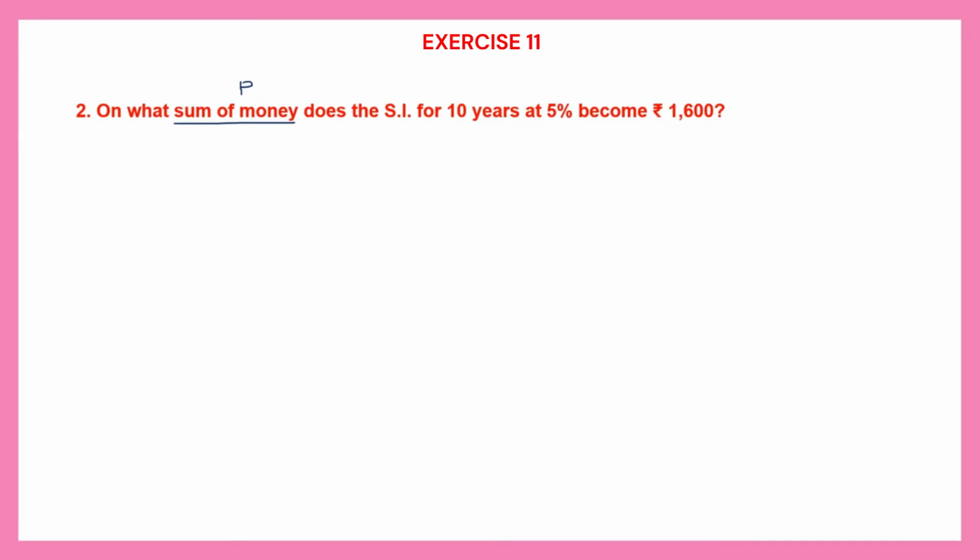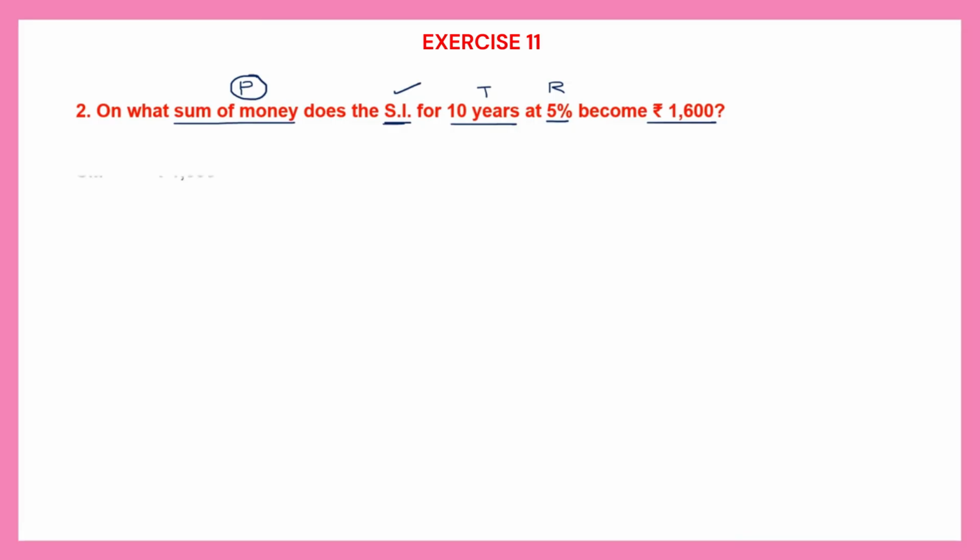So what is given to us? Simple interest is given. It says simple interest becomes 1600 rupees. So this is a simple interest. 10 years is the time. So we have time here. And we have the rate of interest here. So this is R. So what are we supposed to find? We have to find principal, whereas all the others are given.